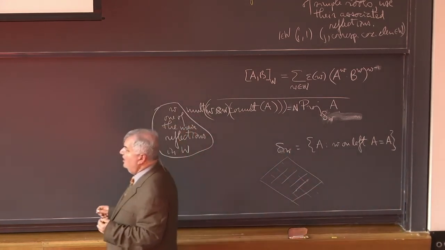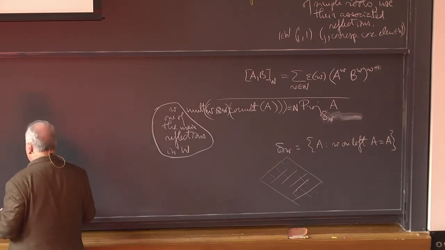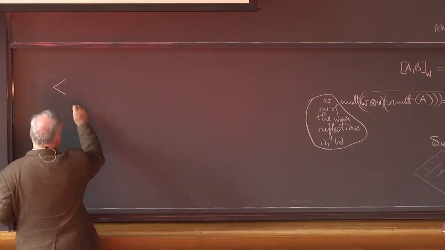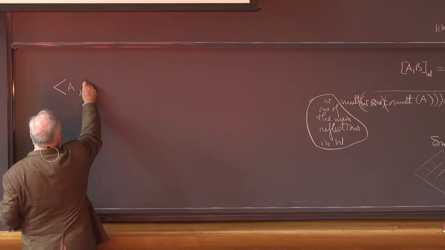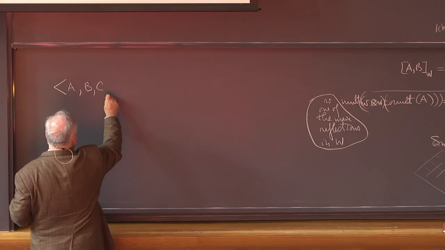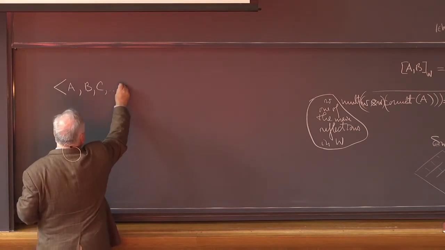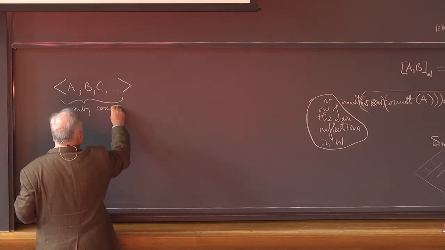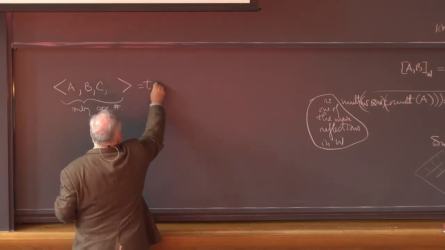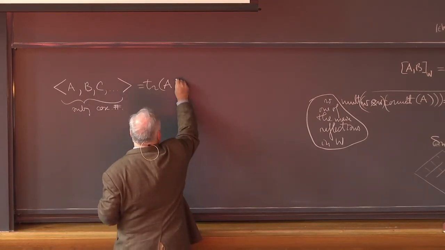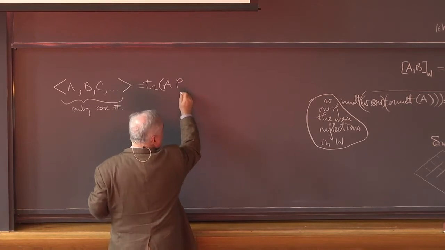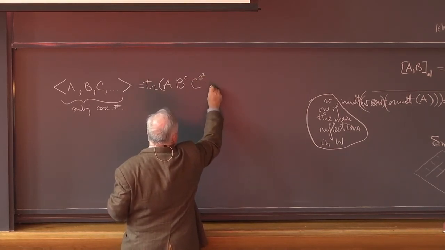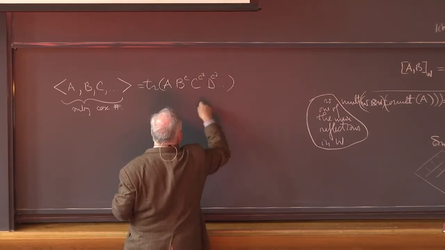So therefore, we're going to define now a product, so we're going to define the product of A, B, C, and so on. This is the underlying Coxeter number. As the trace of A times B, the action of the Coxeter element on B, times C, the Coxeter square on D, the Coxeter third, and so on.